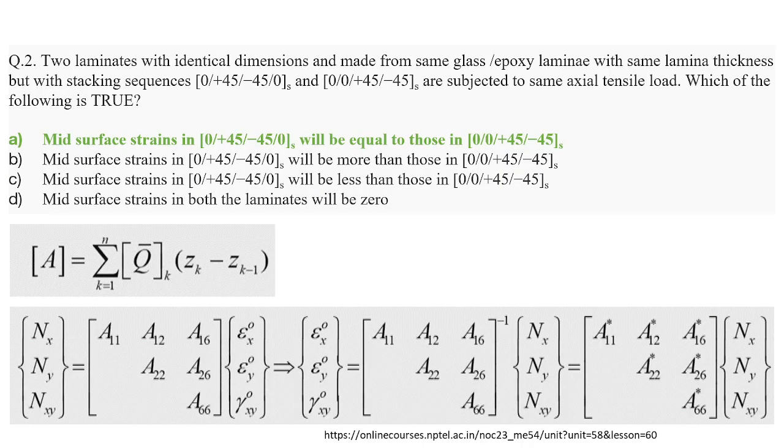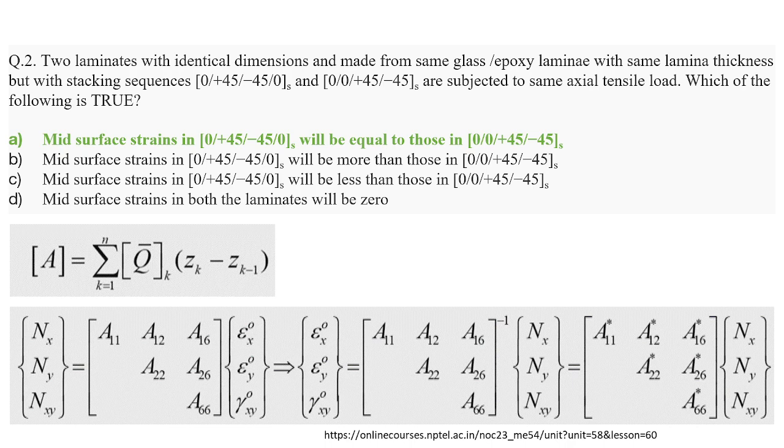The next question: two laminates with identical dimensions and made from the same glass epoxy with the same lamina thickness, but with stacking sequences 0/±45/0 symmetric and 0/0/±45 symmetric, are subjected to the same axial tensile load. Then which of the following is true?